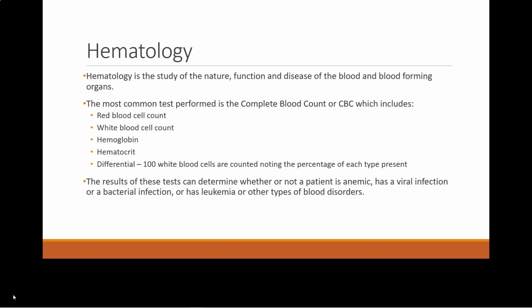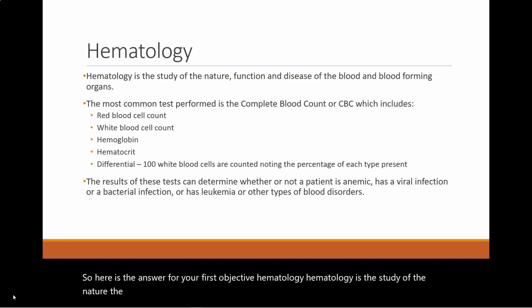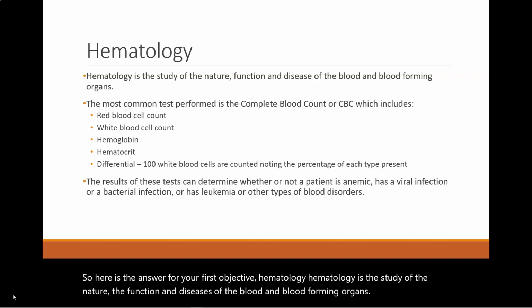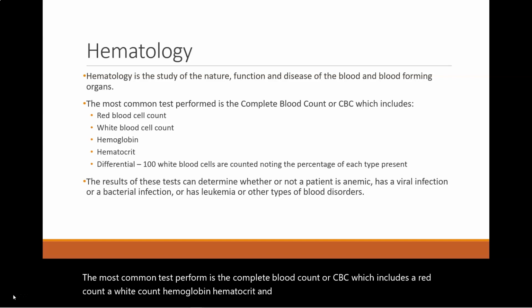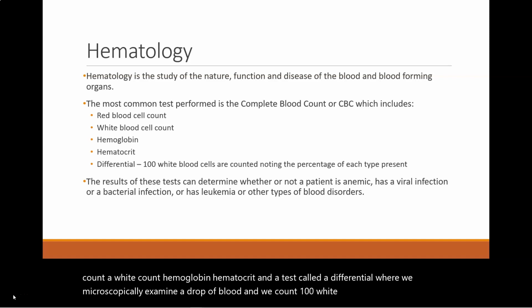So here's the answer for your first objective, hematology. Hematology is the study of the nature, the function, and diseases of the blood and blood-forming organs. The most common test performed is the complete blood count, or CBC, which includes a red count, a white count, hemoglobin, hematocrit, and a test called a differential, where we microscopically examine a drop of blood and we count 100 white blood cells and we note the percentage of each type present.